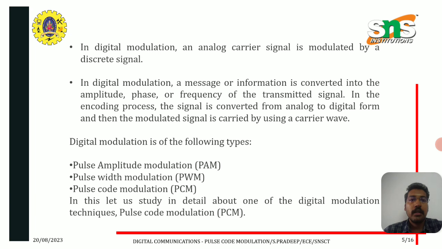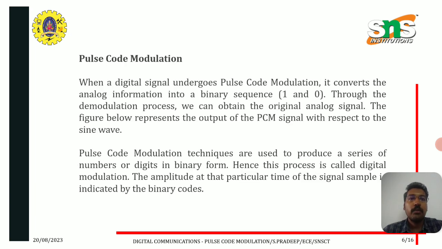In this lecture, let us study in detail about one of the digital modulation techniques, that is pulse code modulation. When a digital signal undergoes pulse code modulation, it converts the analog information into a binary sequence 1 and 0. Through the demodulation process, we can obtain the original analog signal. The figure below represents the output of the PCM signal with respect to the sine wave.